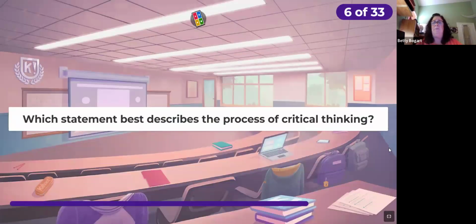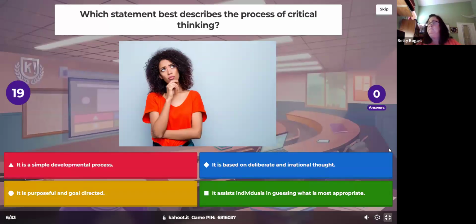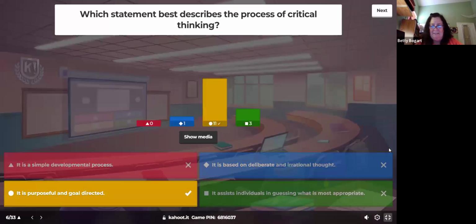Which statement best describes the process of critical thinking? Isn't that the thing they told you in orientation? You're going to be taught how to critical think. So have you figured out what's for dinner yet? Do you have it at home? Do you have to go buy it? Do you need some pieces of it to make it? Because your goal is dinner, right? That's critical thinking. It's as simple as that.